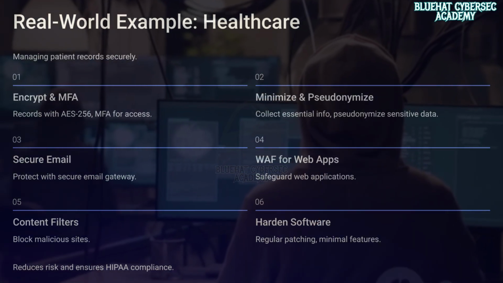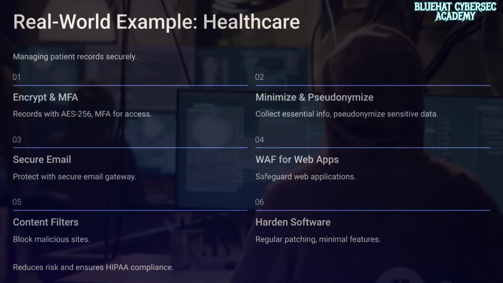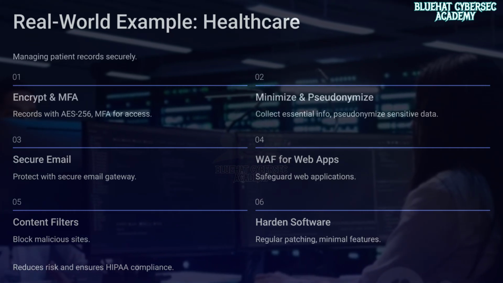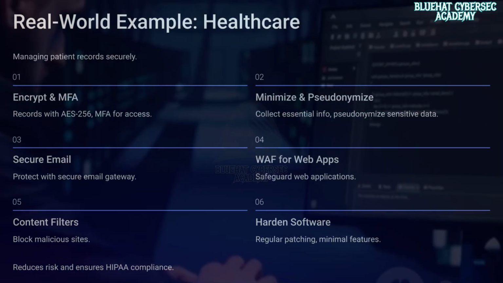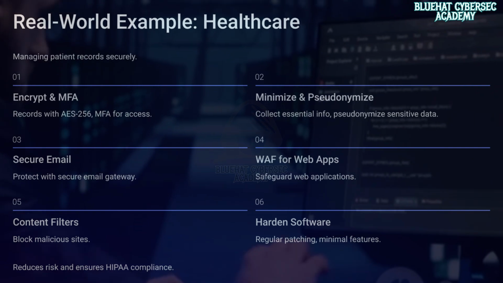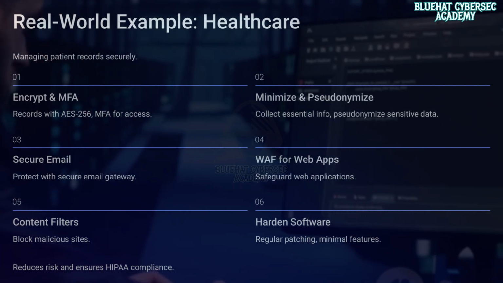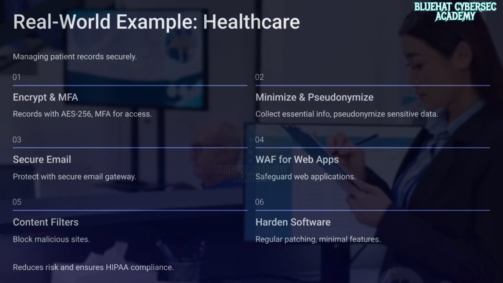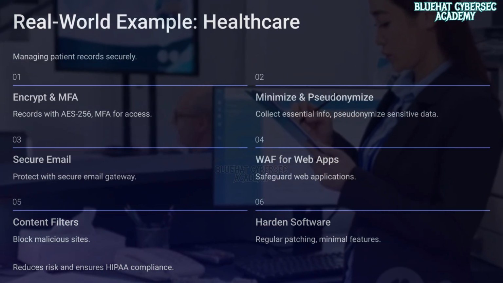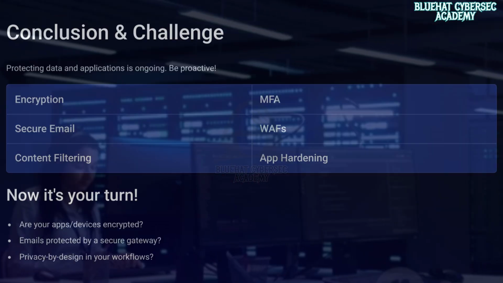Next, they safeguard web apps with a web application firewall. They also block malicious sites using content filters. And finally, they harden software with regular patching and by keeping features to a minimum. So by following these steps, they really reduce risk and ensure compliance with privacy laws like HIPAA.